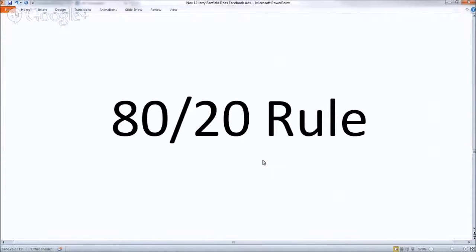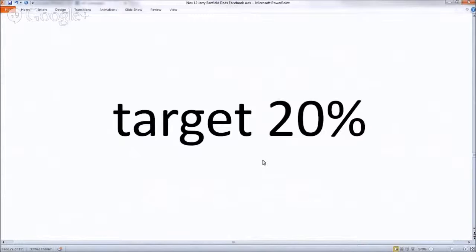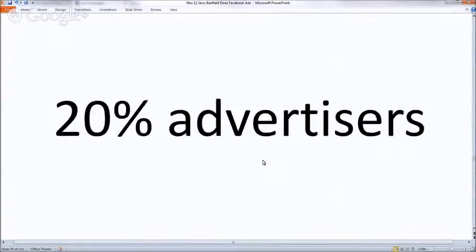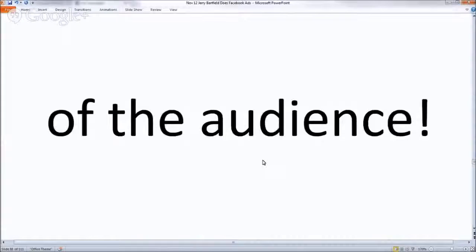Why does this work like this? 80-20 rule. 80% of advertisers target 20% of the audience. 20% of the advertisers target 80% of the audience. I'm in those 20%. The bulk of Facebook users are not in the US or the UK or in Canada or in Australia, or in most of the countries most of the money gets spent to target.